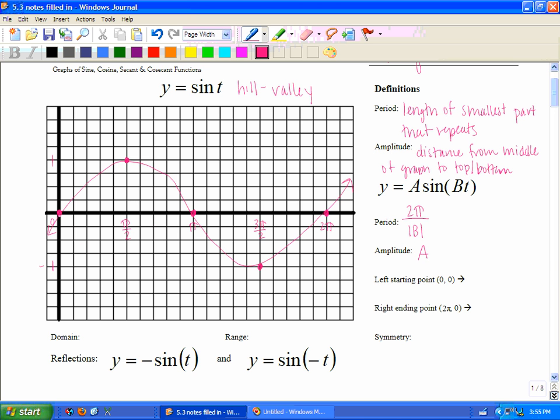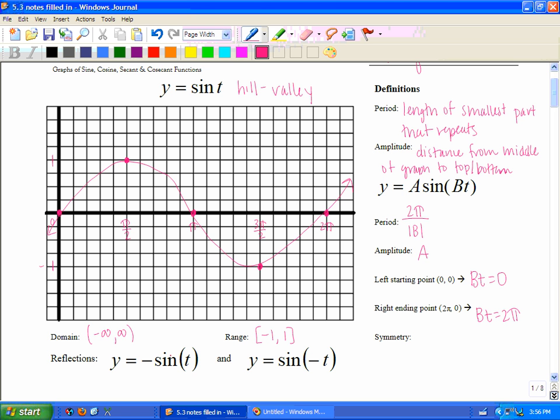The way you get your left-hand starting point when you throw extra numbers in there is you take the bt and set it equal to 0. And then the way you get your right ending point is you do the same thing, but you set it equal to 2 pi. Your domain is all real numbers. And the range is only between -1 and +1.